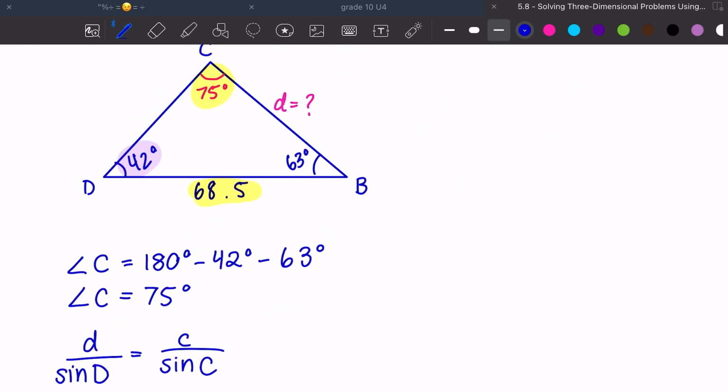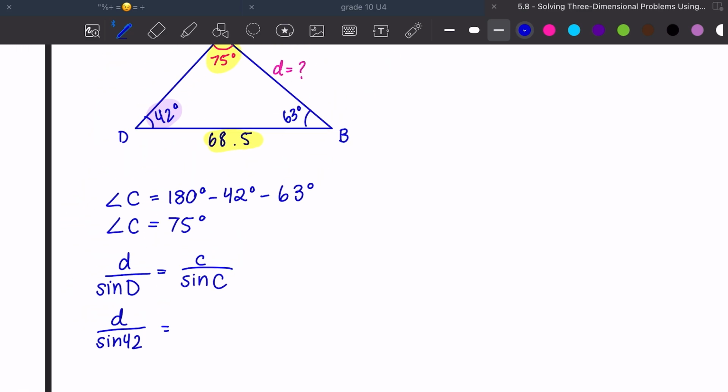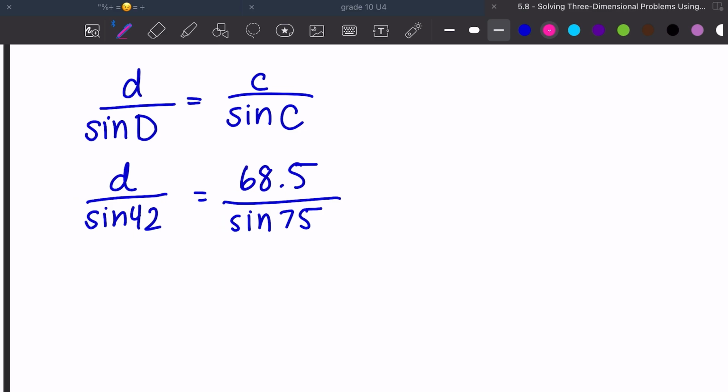And then we input what we know. So we don't know D, but we know its angle, so that's 42. So D over sine 42. And then we know everything about C. So C is 68.5, and then its angle is going to be 75. Hold on. What do I do next?